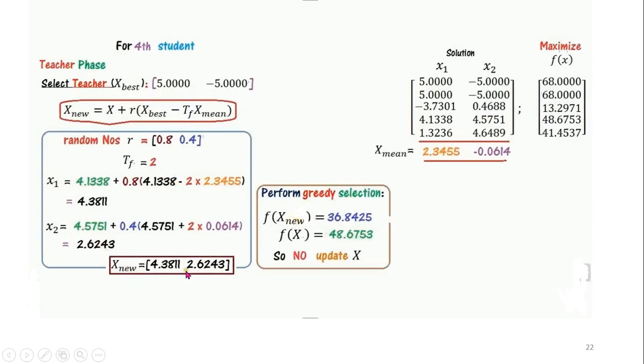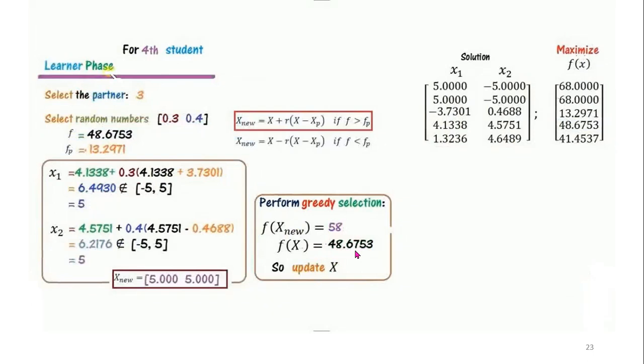Now we will go for the greedy selection. F of x new we get 36.8425 and f of x is 48.6753. So we see here the f of x new is less than or equal to f of x, so there will be no update, so the value will be the same as previous. So now go for the learner phase. We have to select the learner partner. So we select the third value as a partner.